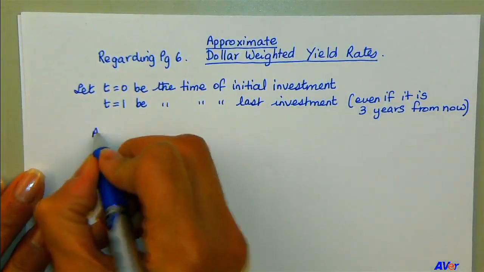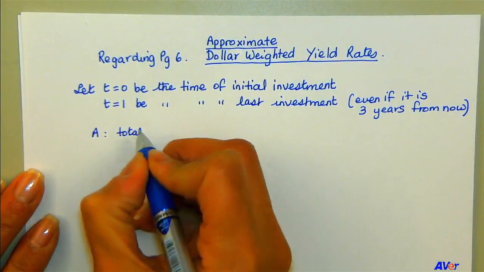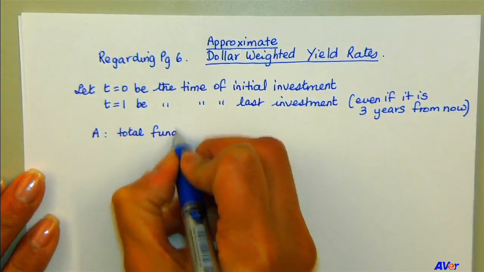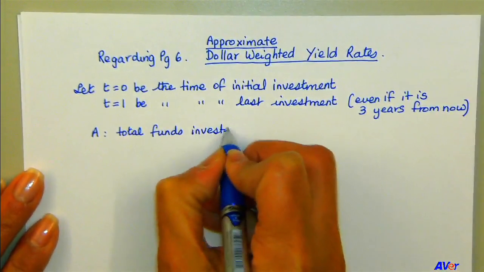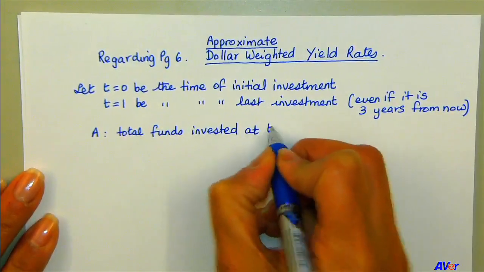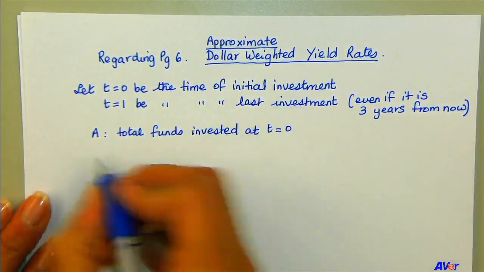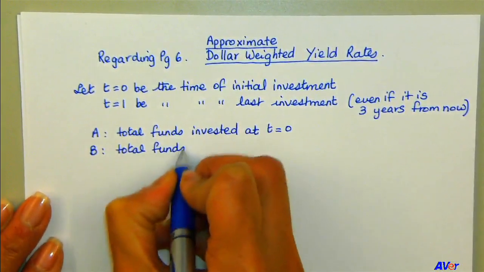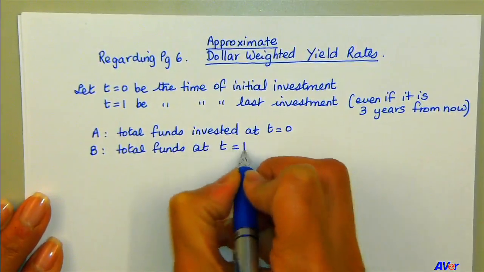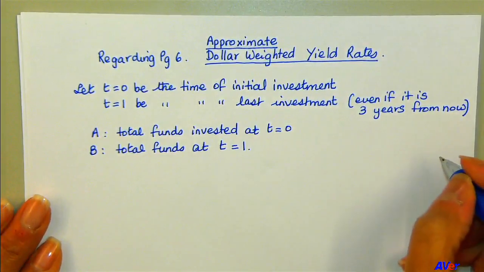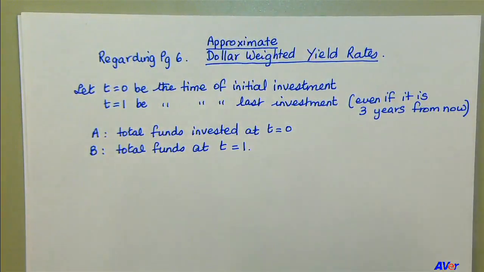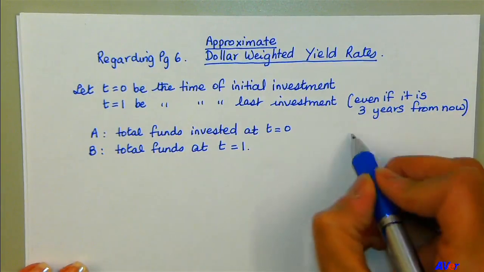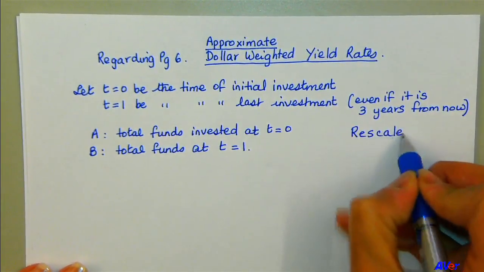Let A be the total funds invested at time 0. Let B be the total funds at t equals 1. So we are rescaling the time. Let's say something occurs over 15 years. I'm going to call 0, 0, and 15, 1. Follow me? So we're rescaling. Rescale, in other words.